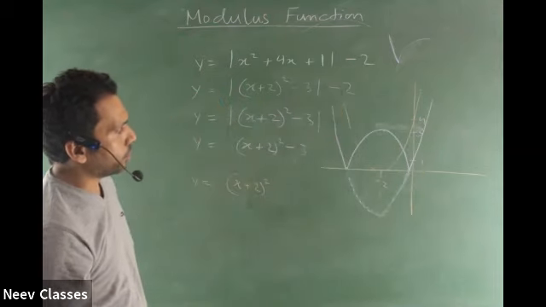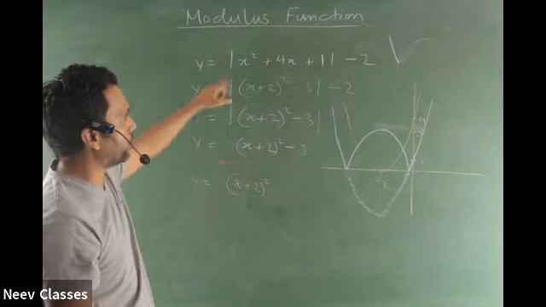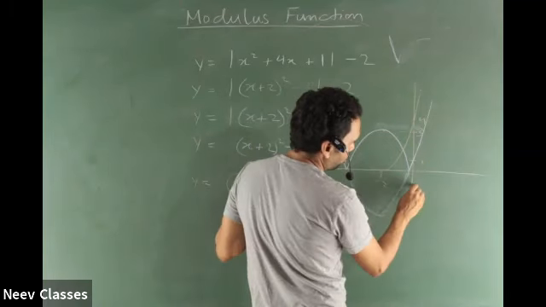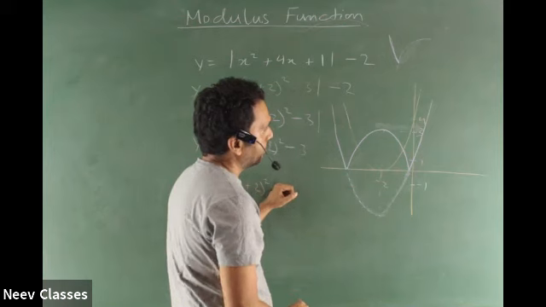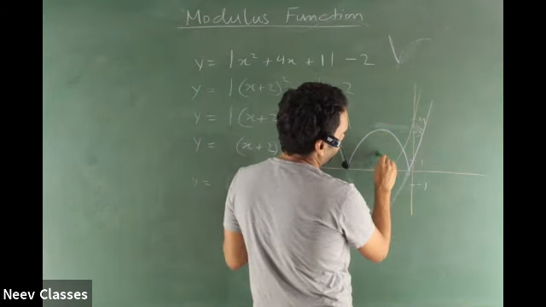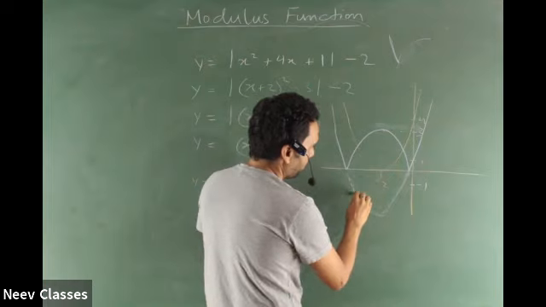Then what happens? The whole graph shifts down by 2, right? That's your green graph. So this +1 goes to -1, right? This +3 comes down to 1, right? Down by how much? Down by 2. So that's your final graph.